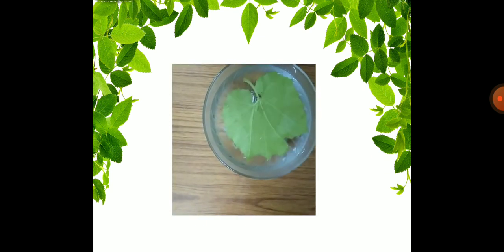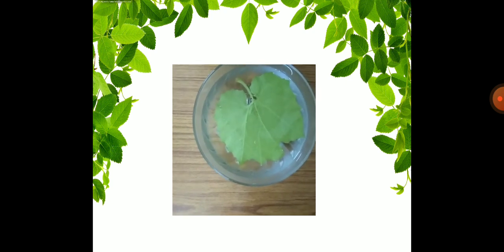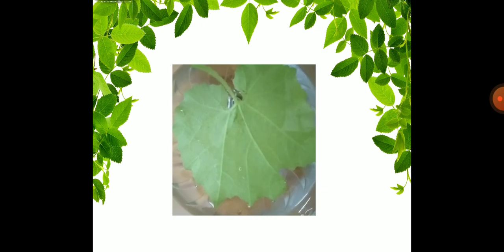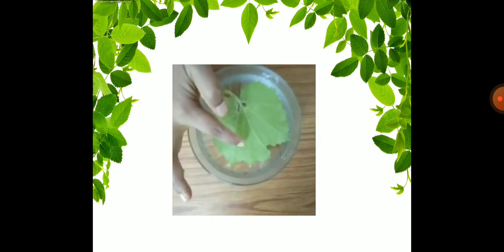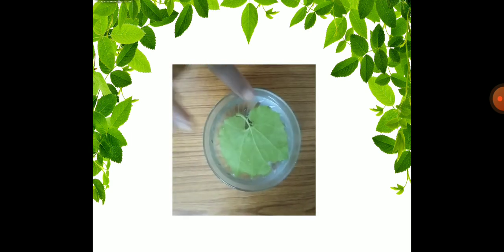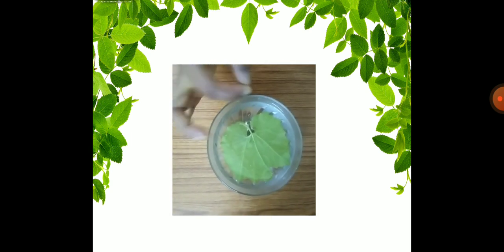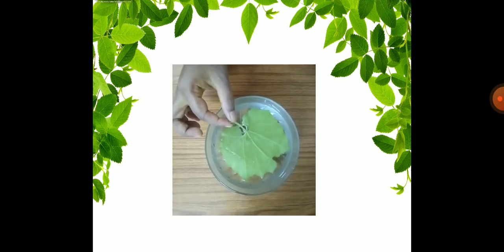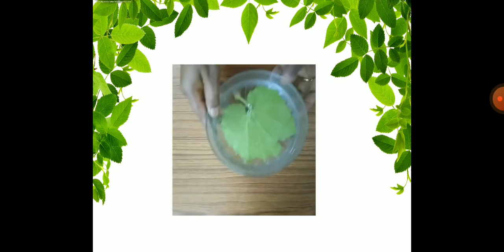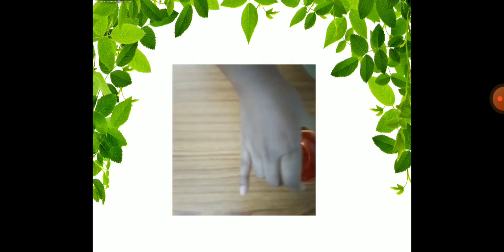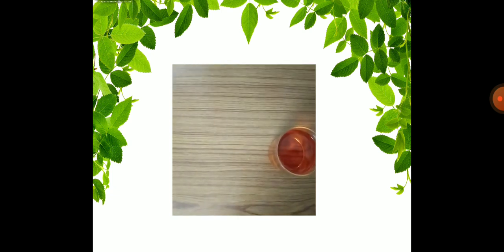Yes, can you see some bubbles? Can you see some bubbles? Yes, you can see it here. Now these are all due to the presence of stomata in leaves, the air that comes out from the leaves. Understood the presence of stomata? Yes. Now next, what we are going to see is the transport system of plants.